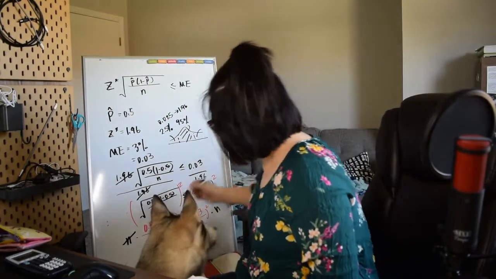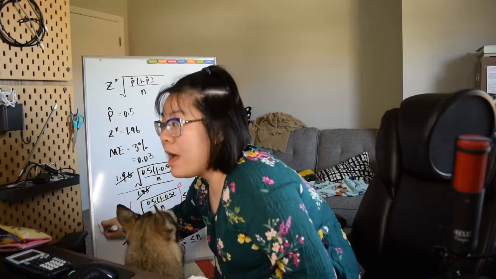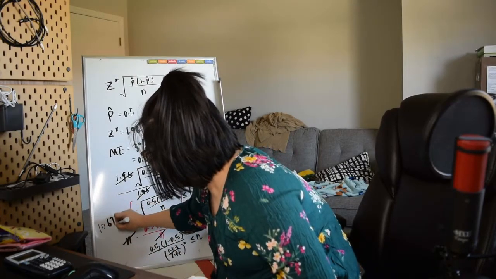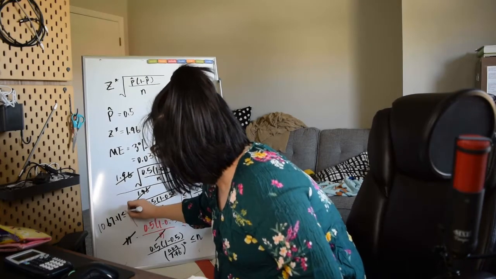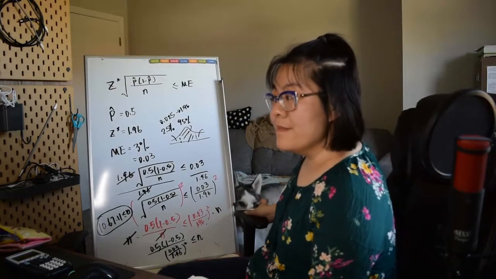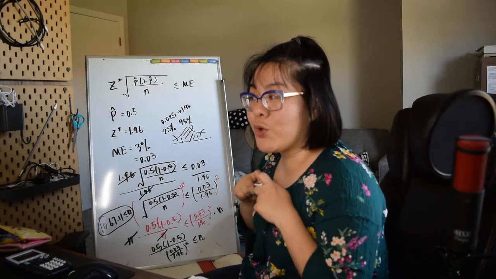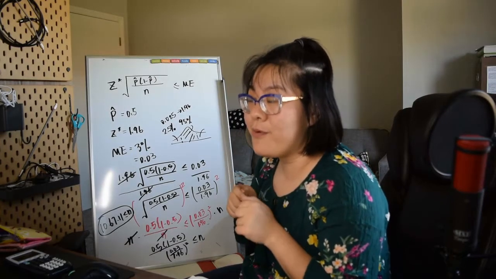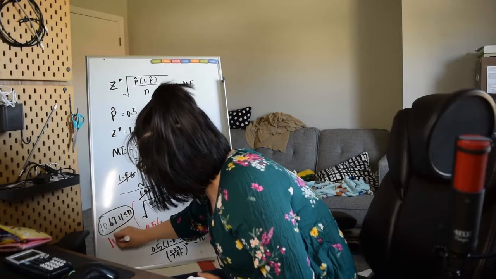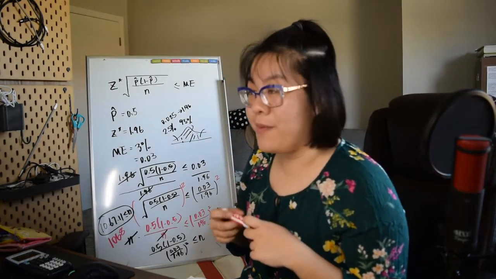So let me put it over here. 1067.11. n has to be greater than or equals to that. Okay, so think about an integer that is greater than 1067.11. The integer we want to find is 1068. So this will be our answer.